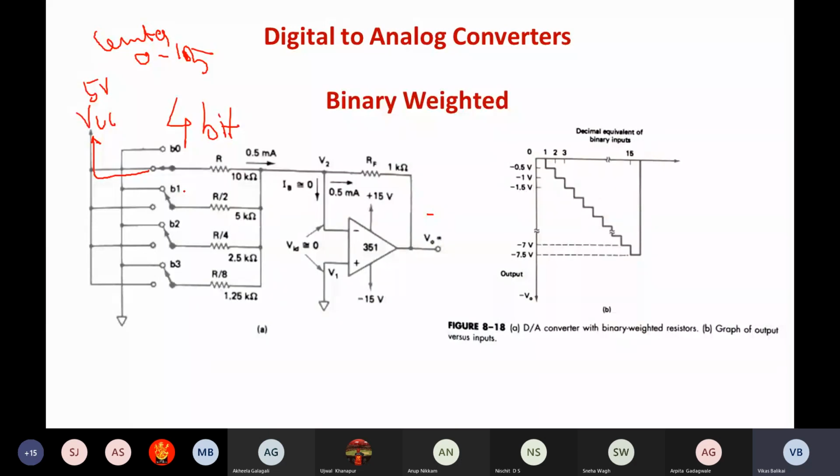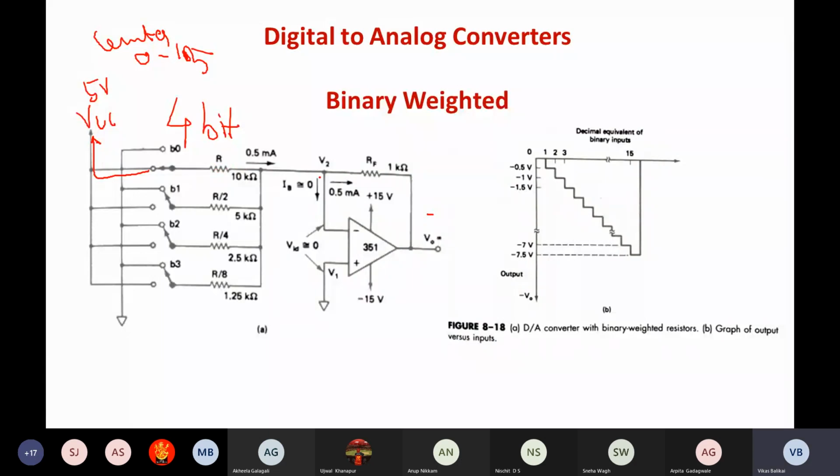Fine. Now how exactly is this circuit going to work? When we say switch B0 is closed, it means that B0 is connected to plus 5 volt. Like here, whatever I have shown, as of now B0 is connected to plus 5 volt, and B1, B2, B3 are all connected to ground. As you can see, the switches over here are connected to ground. So in this case, my B0 value is plus 5 volt. So the voltage across R will be 5 volt. So that's what I'm going to get.